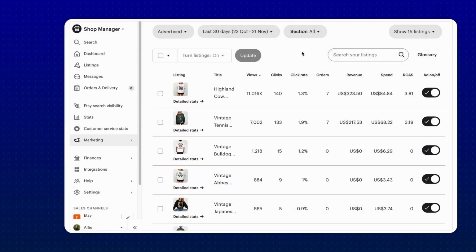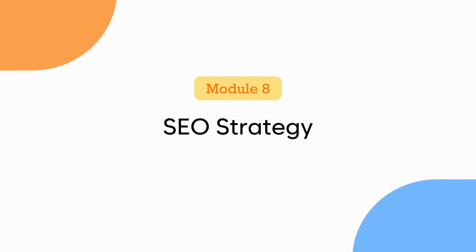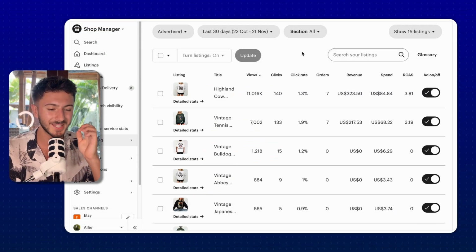And now I want to dive back into my dashboard for this new shop and show you some real basic strategy that we can start to use to start scaling out our ads and our shop. So one of the key things that's great about Etsy ads is that it shows us, firstly, what listings are taking off and what listings are going to be most popular.